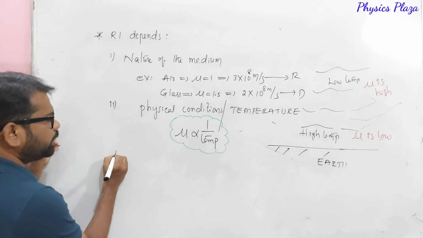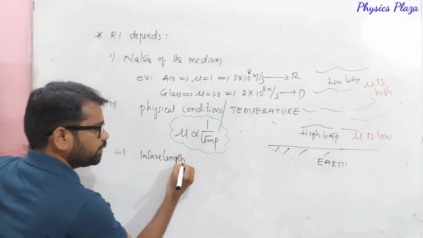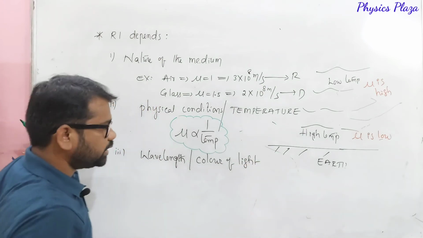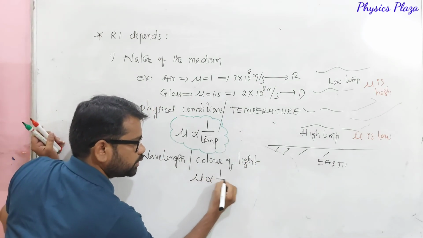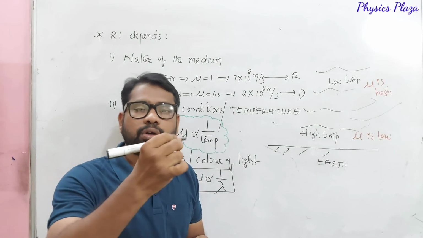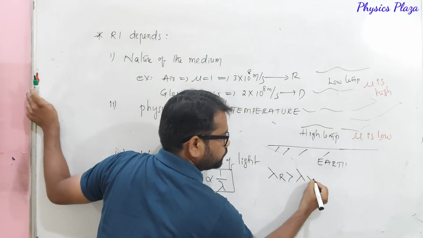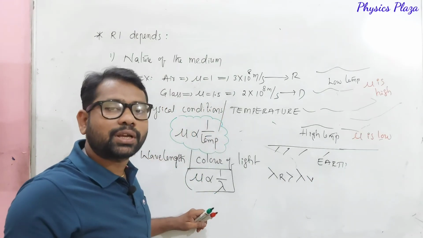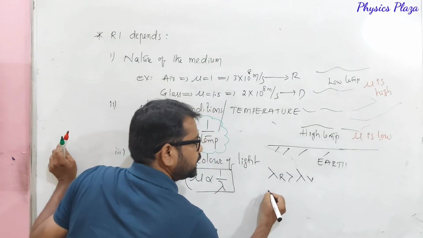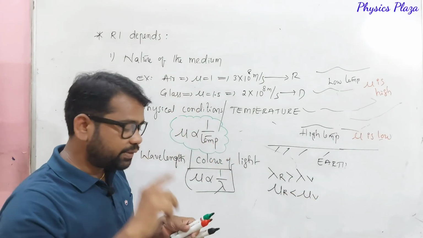Now, the third point, very important: the wavelength of the light used, or you can say the color of the light also, that is lambda. Children, here refractive index is inversely proportional to the wavelength. It means the more the wavelength, the less the refractive index; the less the wavelength, the more the refractive index. We know that the wavelength of the red color is greater than that of the violet color. Among the VIBGYOR colors, red has more wavelength and violet has less wavelength. So the refractive index of red color is less than that of violet color.